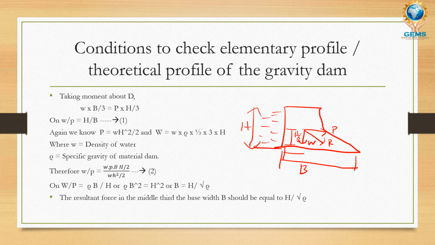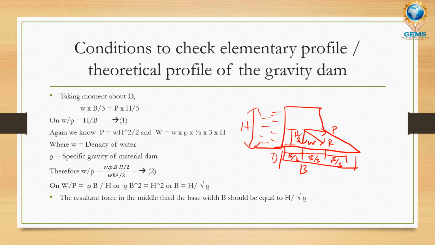W acts at the B by 3 portion of the dam, and there are several B by 3s, since you are going to consider the dam in different components. You are going to take moments about D. Suppose you consider this is the D portion.